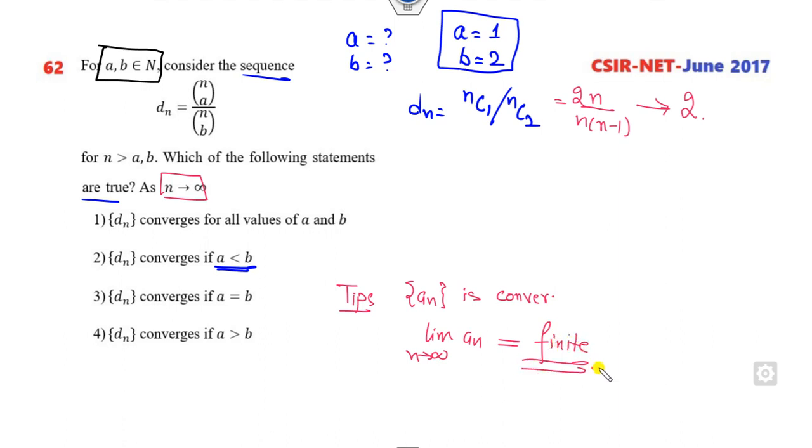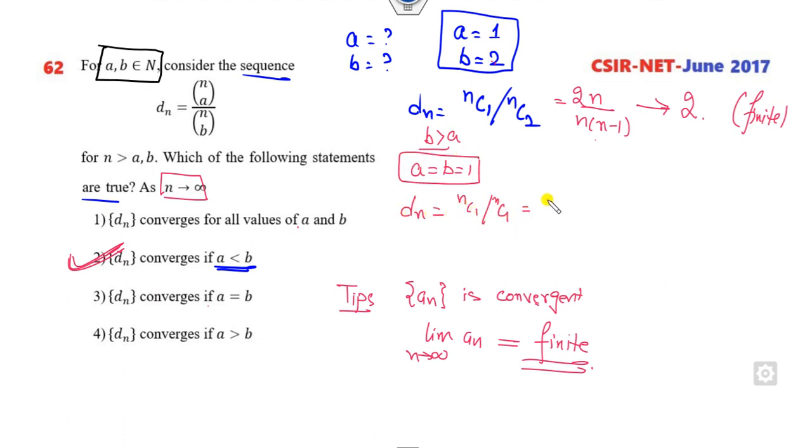Whatever is there, whether it's 1, 2, minus 1, 2, if it is finite, then it is convergent. Now you can see this is my finite. So whenever B is greater than A, it is convergent. What will happen if you take A equal to B? If I simply take A and B both as 1, what do we get? NC1 over NC1, that is 1, which again is finite as N approaches infinity. So this is also convergent.